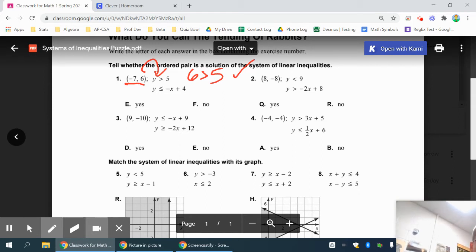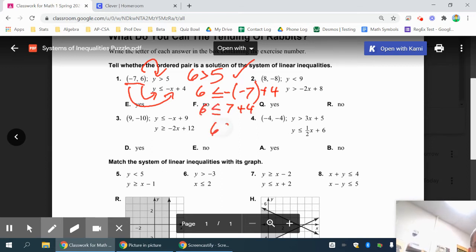On the second one, I can plug in the 6 for the y again, but I can also plug in the -7 for the x. Be sure when you have a negative number that you use parentheses, because what you'll have is 6 is less than or equal to -(-7) plus 4. If you don't use that parenthesis, you might lose that negative. So a -(-7) is a +7, plus 4. Now we're trying to see if 6 is less than or equal to 7 plus 4. So 6 is less than or equal to 11. Therefore, since this works in both equations, it's a solution to the system.